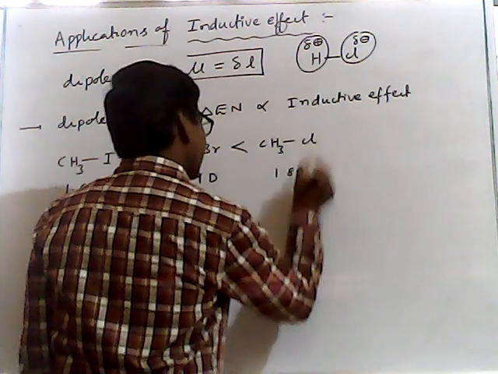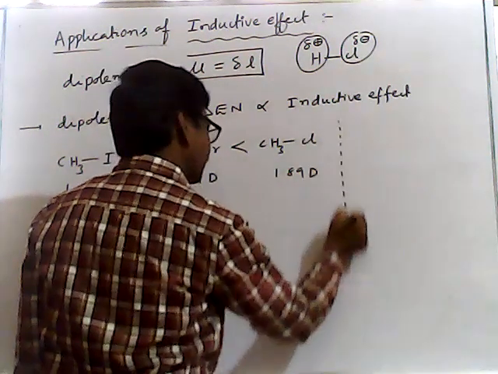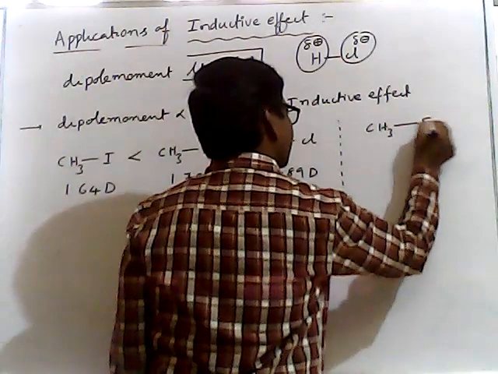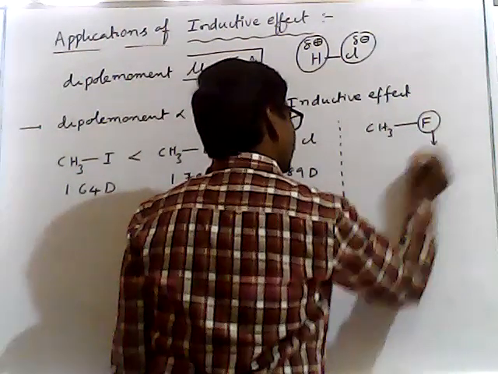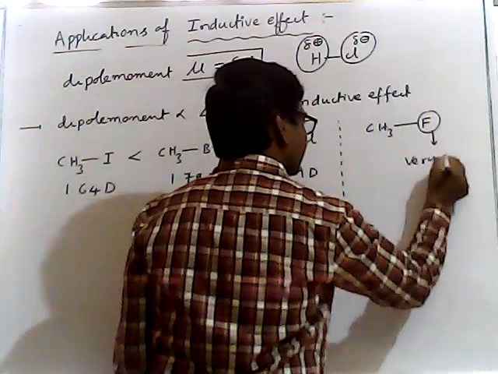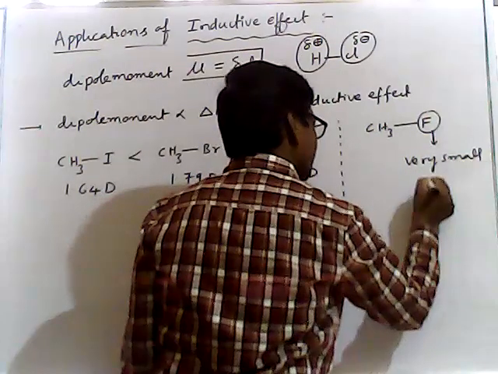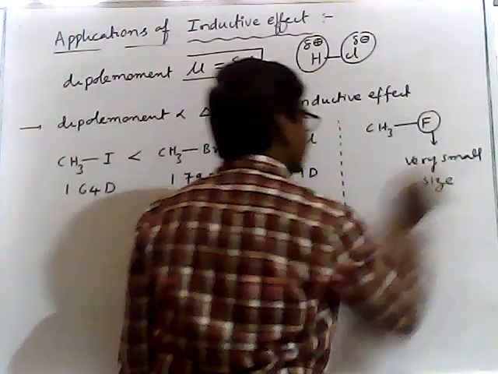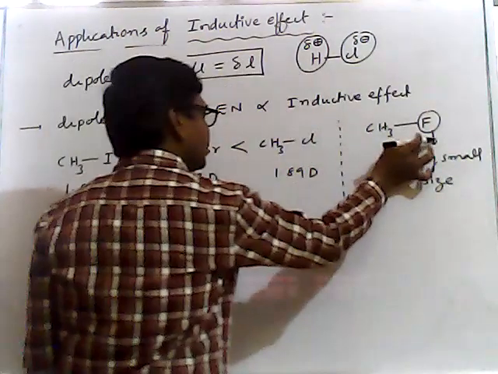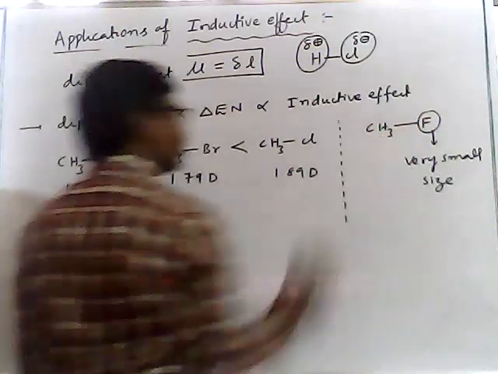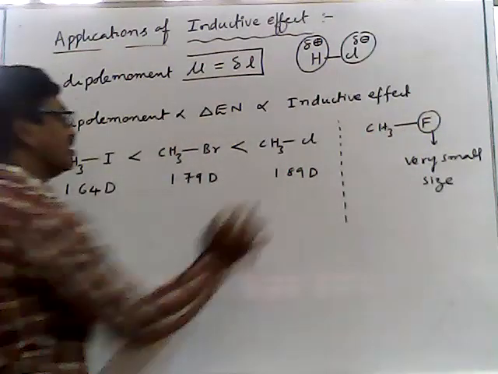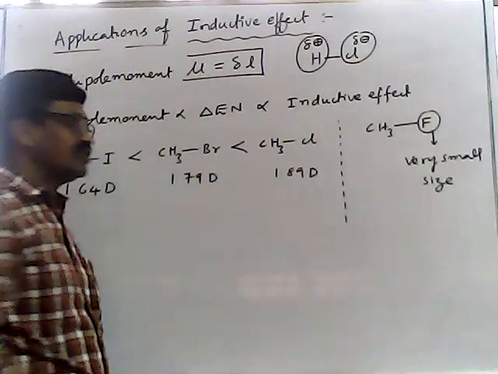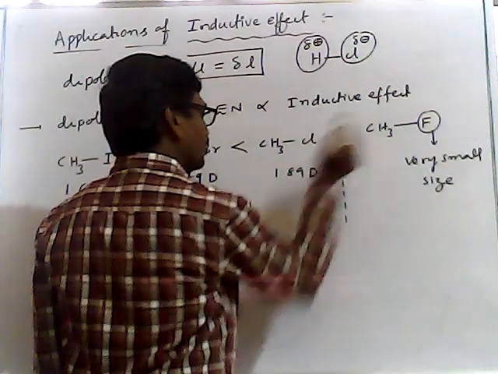1.89 D. Here one exception is there. Methyl fluoride also we can take, because of fluorine's very small size. Exceptionally, it is having very small size. Because of its small size, the length between fluorine and methyl group is less. Because of that reason, if length is less, then dipole moment also will be less. So that concept you have to apply for methyl fluoride.